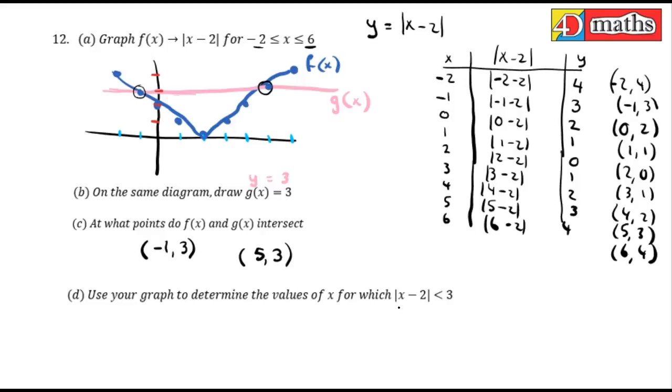Use your graph to determine the values for which the f of x curve is less than 3. So which part of the blue curve is less than the pink curve? Well, it's all this bit down here. So what are the values for x? It's all the values between -1 and 5. I shouldn't have said equal to, because we're just saying that it's less than. Between -1, if you look here, and 5. There's 5 there.